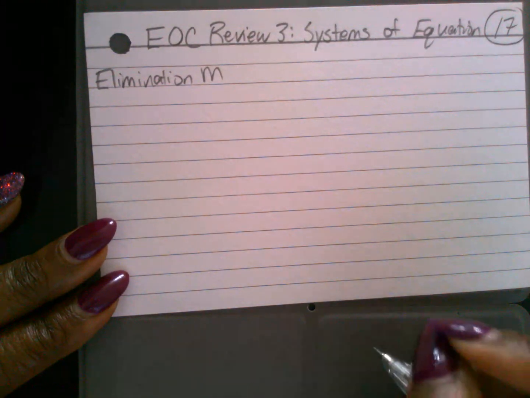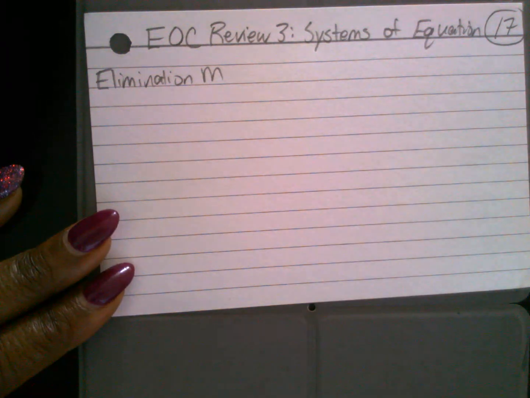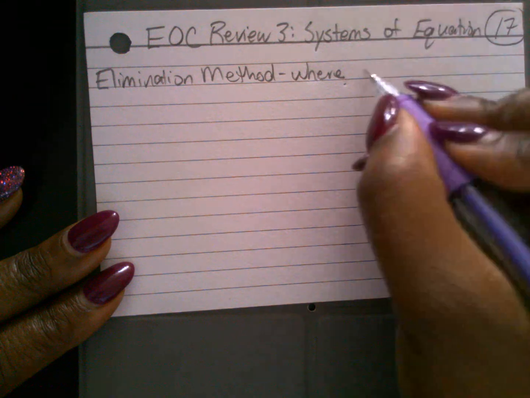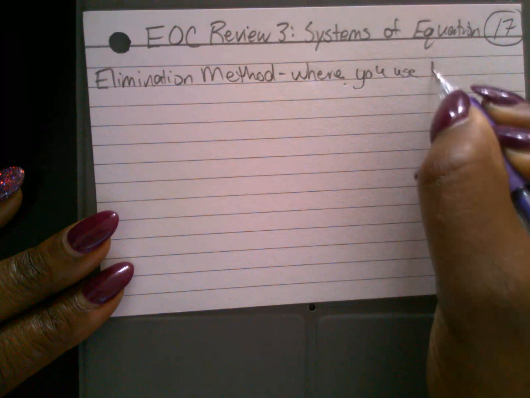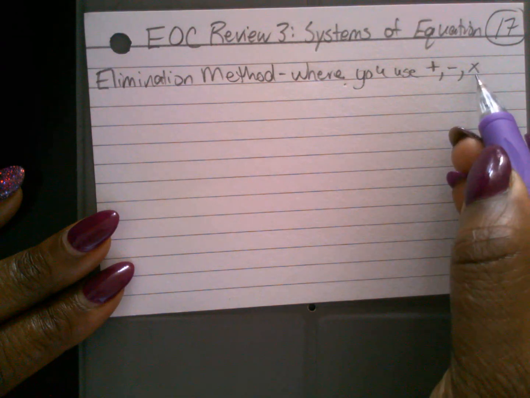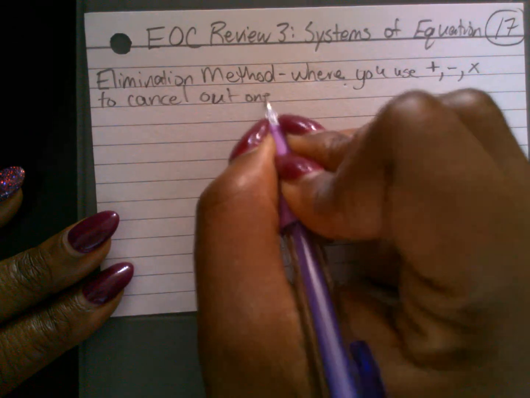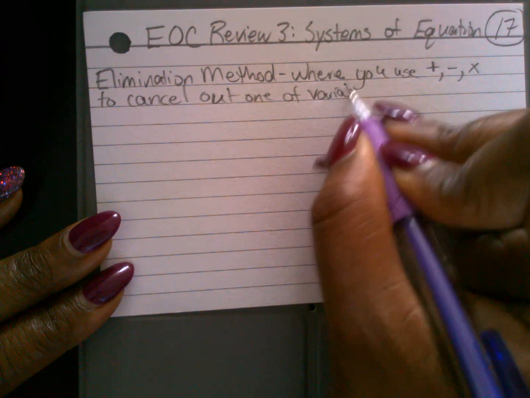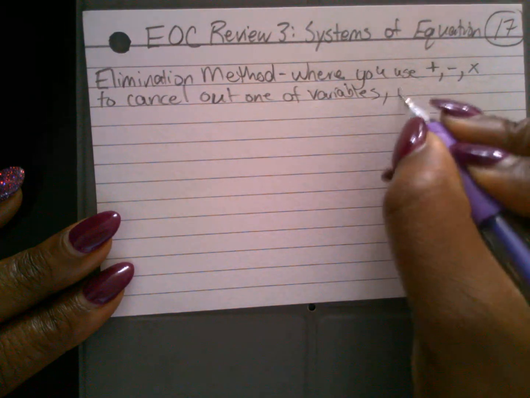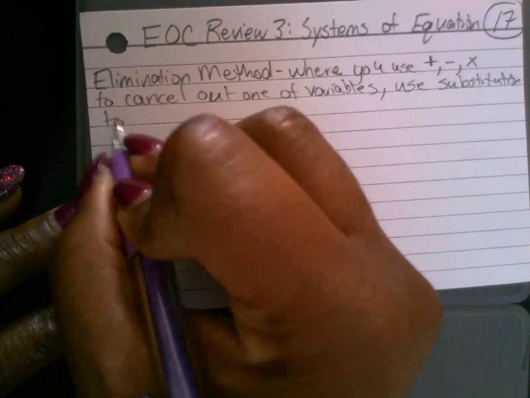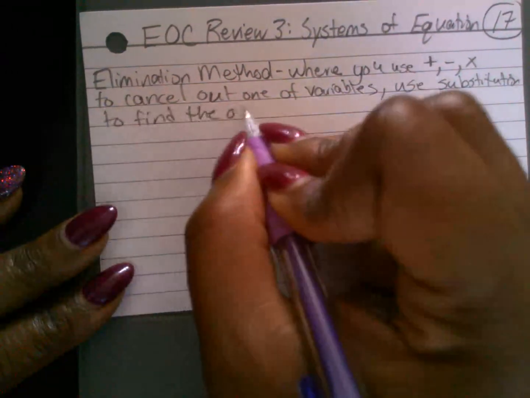Okay? Elimination method. The elimination method is where you're going to use addition, subtraction, or multiplication to cancel out one of the variables, and then use substitution to find the other variable. This means multiplication, okay? You're going to see if you can cancel out one of those variables first, either x or y, and then you're going to use substitution to find the other variable.